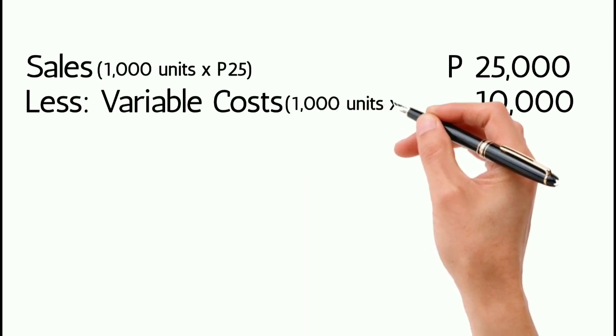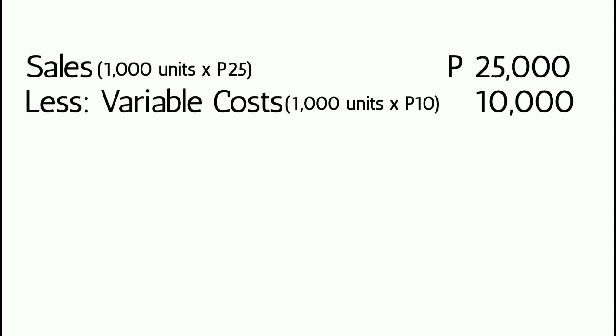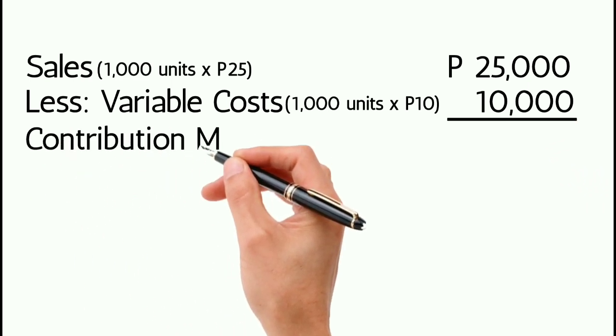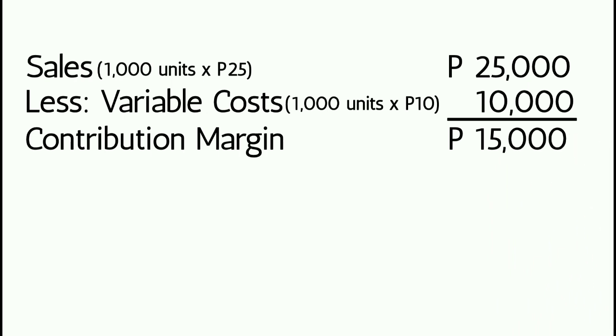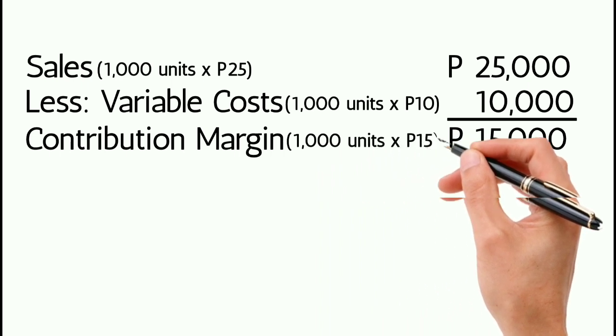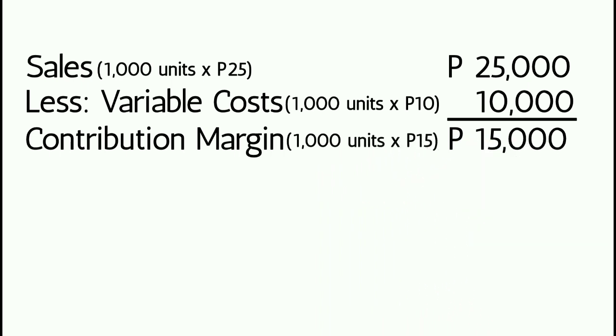That is 1,000 units times 10 pesos. Take note, yung 10 pesos dito ay yung variable cost per unit. 25,000 pesos minus 10,000 pesos, that is equal to 15,000 pesos, and that is the contribution margin. You can also compute the contribution margin by multiplying the 1,000 units and 15 pesos. 1,000 units times 15 pesos, that is equal to 15,000 pesos. Take note, yung 15 pesos dito, yan yung contribution margin per unit.